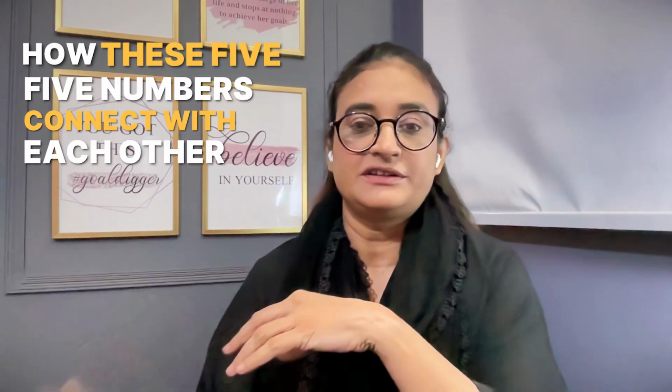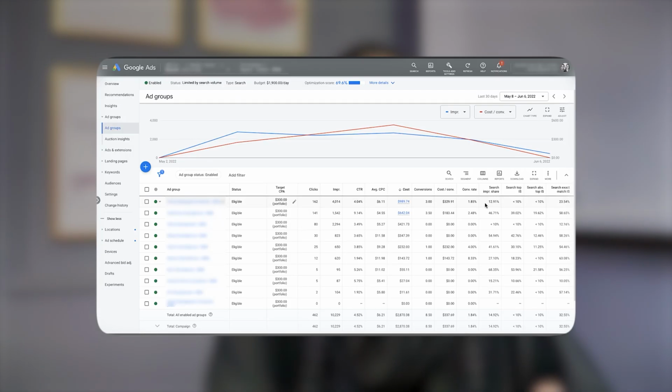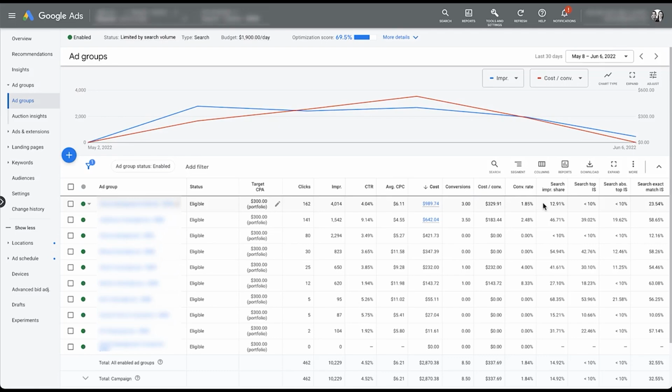Now let me show you how these 5 numbers connect with each other. Cost per click and conversion rate together create your cost per lead. If your cost per click is high but your conversion rate is strong, CPA can still be profitable. But if your cost per click is low but your conversion rate is weak, CPA will still be expensive. So money is not decided by clicks, it is decided by conversion quality and customer value.